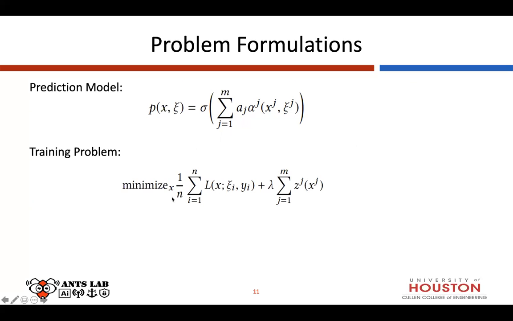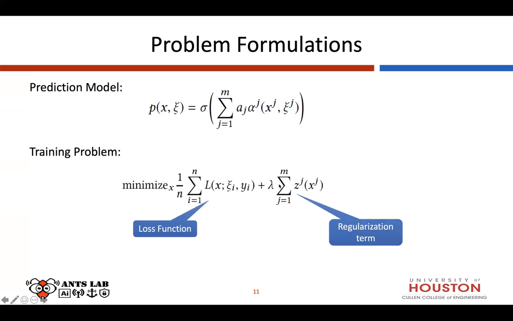We try to minimize the loss function and the regularization term. This term is a loss function. We can use the mean square error to represent it. And this term is a regularization term. So that is our training problem. The next step is how to solve it.